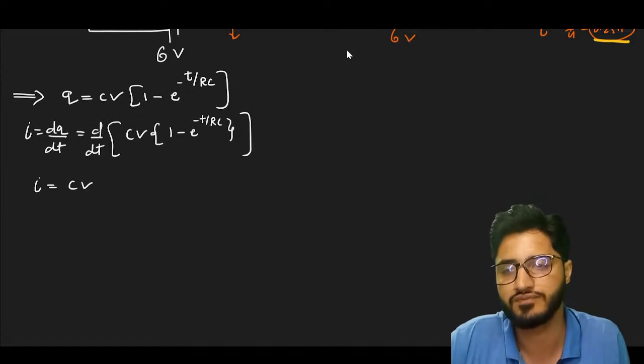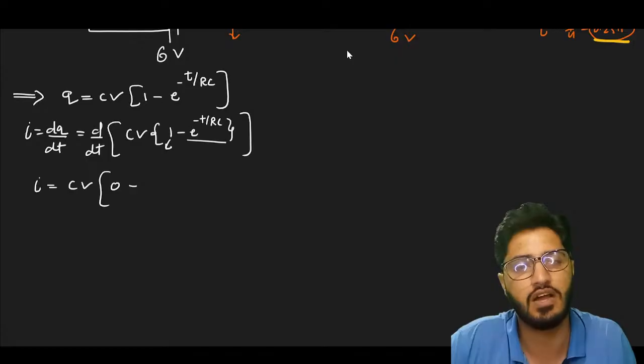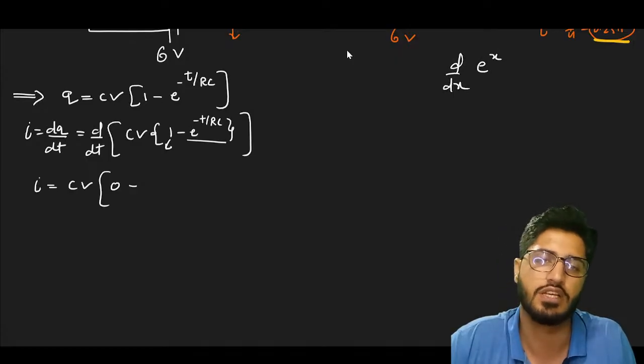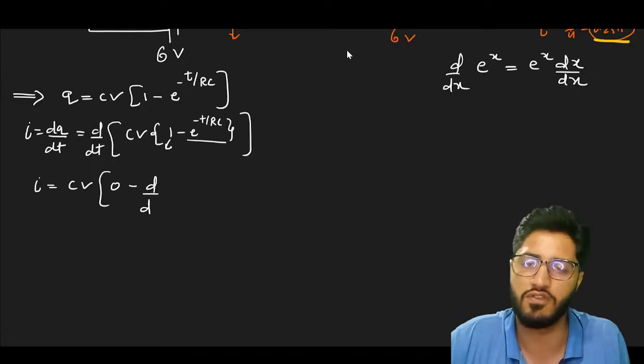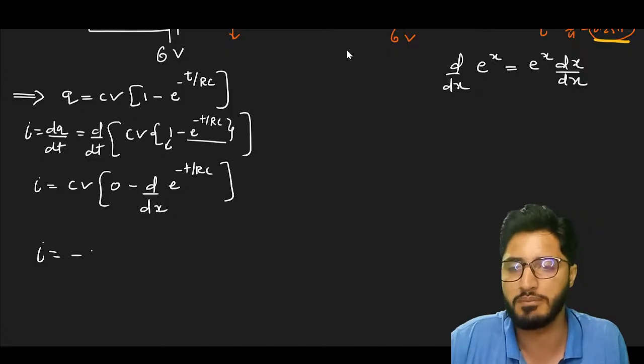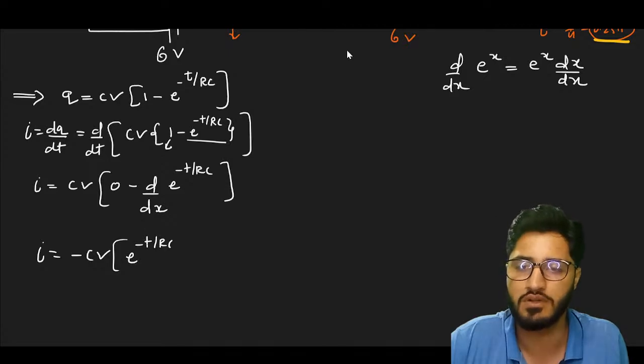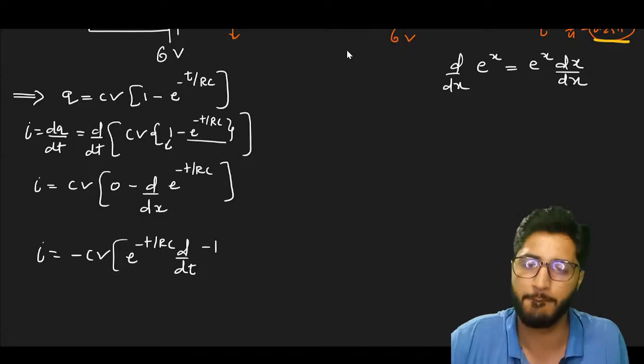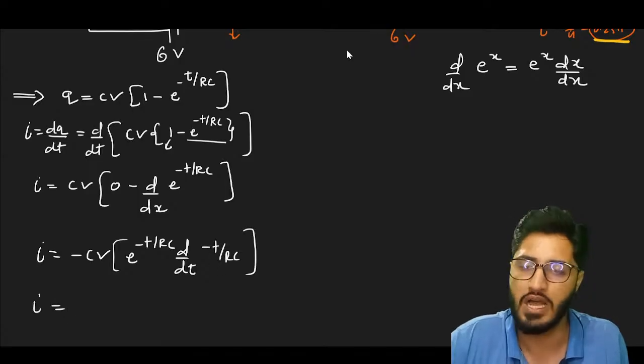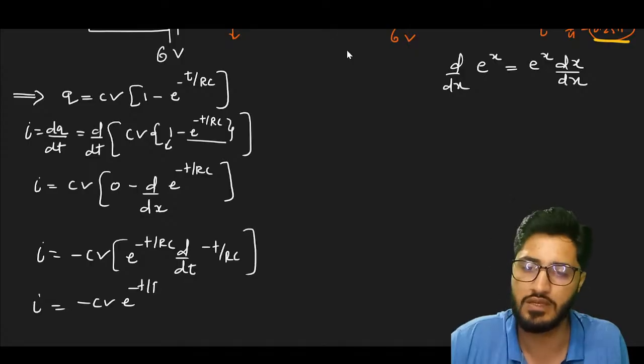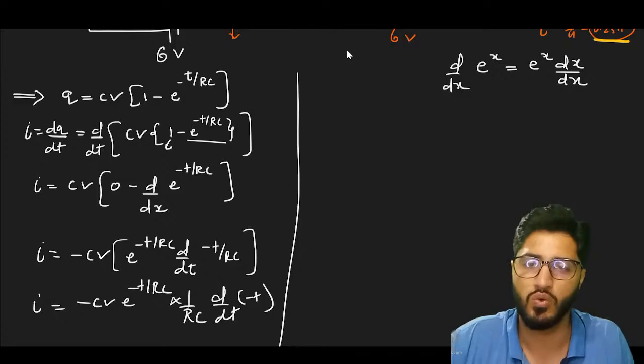I will take CV outside. Differentiation of 1 is 0. Then minus differentiation of the exponential function. If we have e to the power x, its differentiation is the same, e to the power x. Then differentiation of the power. So I equals minus CV e to the power minus T divided by RC, and 1 by RC will come outside, then differentiation of minus T only.